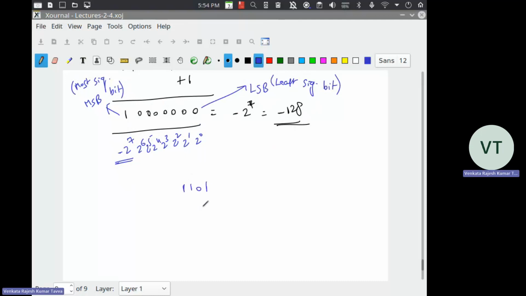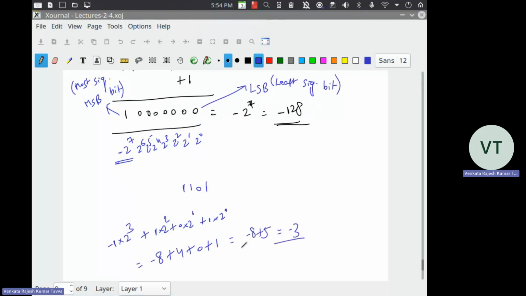1101 in 2's complement. So this will be 1 into 2 power 0 plus 0 into 2 power 1 plus 1 into 2 square plus minus 1 into 2 cube. Okay, so this will be minus 8 plus 4 plus 0 plus 1. So minus 8 plus 5, this is minus 3. So if this is minus 3, let's take its 2's complement and see, we should get plus 3.